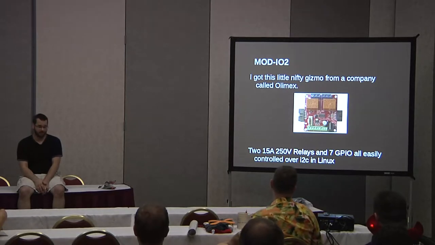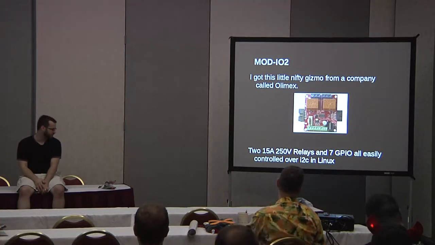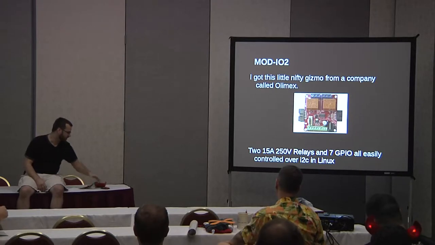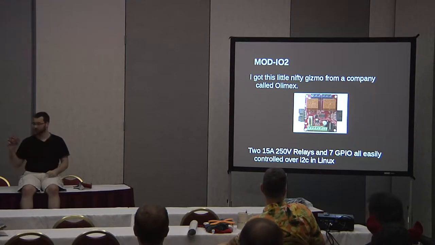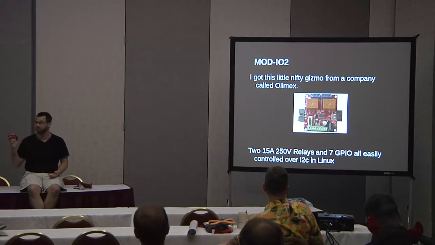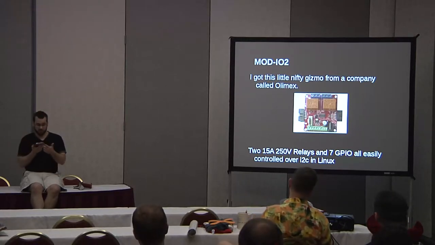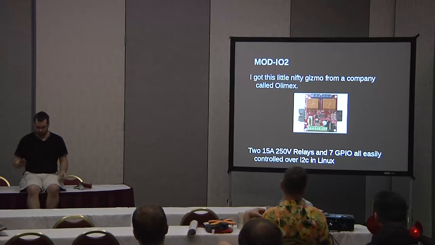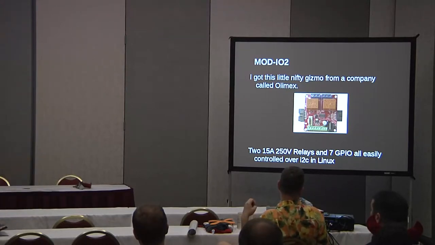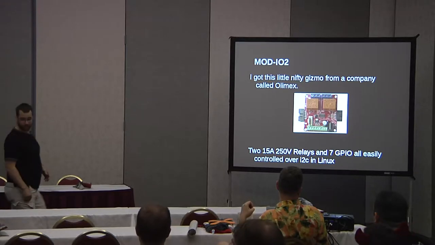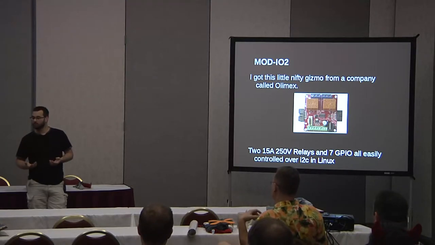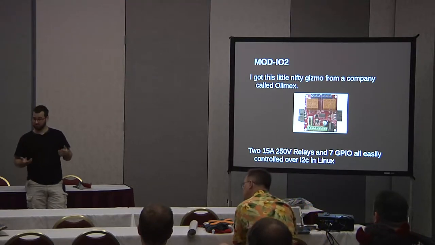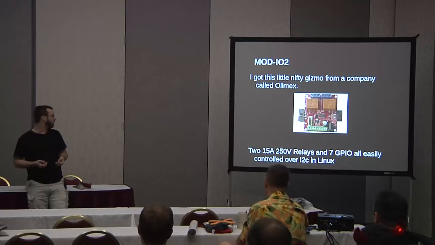A company called Olimex, a little Bulgarian company with parts from DigiKey, makes some really cool stuff. This is the Mod-IO 2, this is the Mod-IO 1. Relays, GPIO, all handily done. You can screw them in and it works. They're relatively well built, so you can be not gentle with them. They sit on my floor. They make great well-built products, and their support's really good.